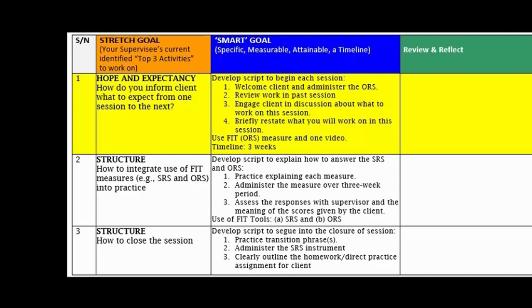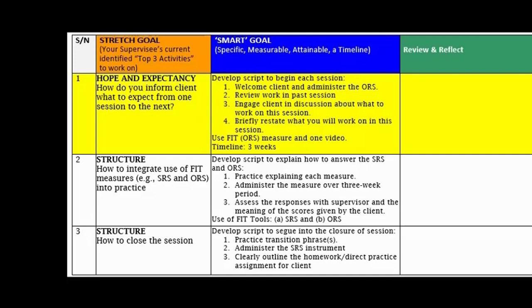Under hope and expectancy, how do you inform clients what to expect from one session to the next? So over here, in terms of the SMART goal, the script will begin each session welcoming the client, reviewing the work in the past session, which is the ORS, engaging the client in discussion about what to work on in this session, and briefly restate what you will work on in the session, using the ORS measure at the beginning of the session and the SRS certainly at the end. So that would be my first stretch goal.